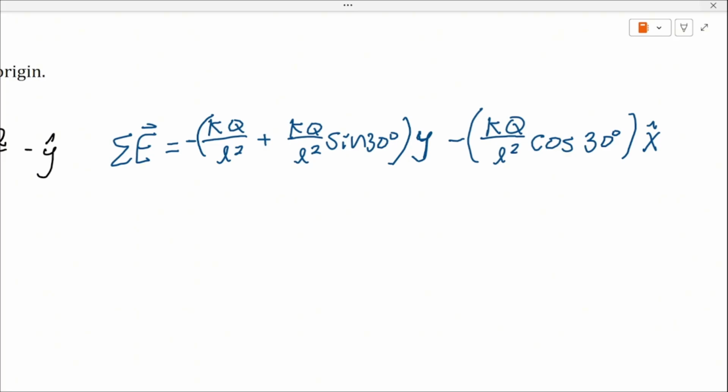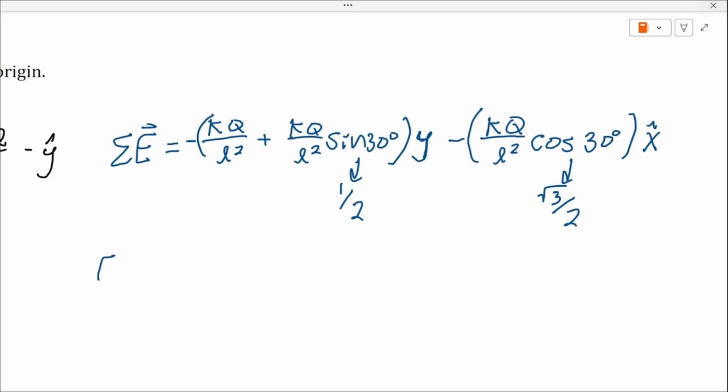And sine of 30 degrees is root 3 over 2. No, I'm sorry. Sine of 30 degrees is 1/2. And cosine of 30 degrees is root 3 over 2.